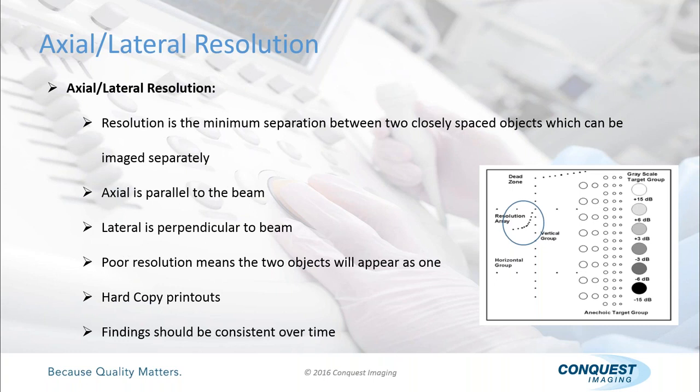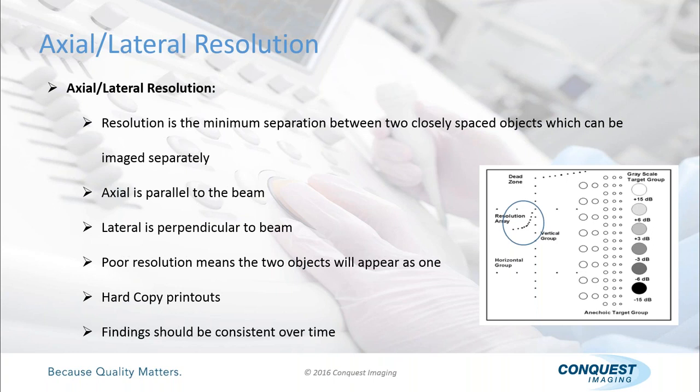Again, establishing a baseline to begin with when you first bring the system into service will help you to see if this was the way it looked 6 months ago or 2 years ago, because you have the ability to look at it over time. Axial, again, is parallel to the beam, which is top to bottom. Lateral is perpendicular to the beam, which means left to right. Poor resolution means the two objects will appear as one.